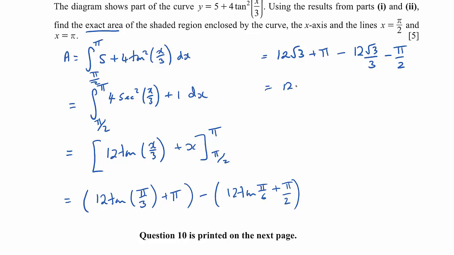So that's 12 root 3 plus pi. Take away 4 root 3, take away pi by 2, which gives us 8 root 3 plus pi by 2 square units.